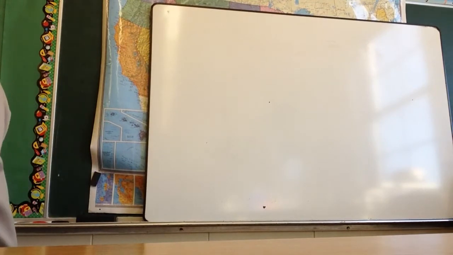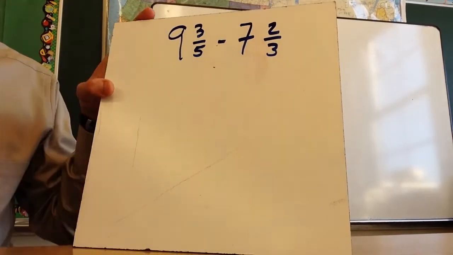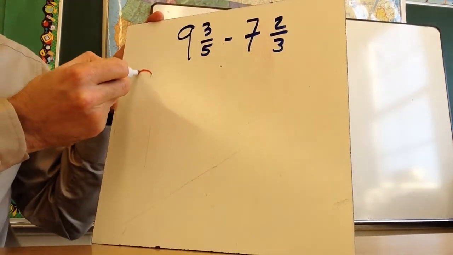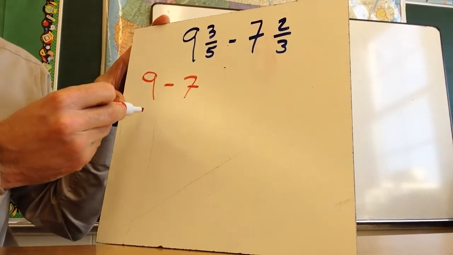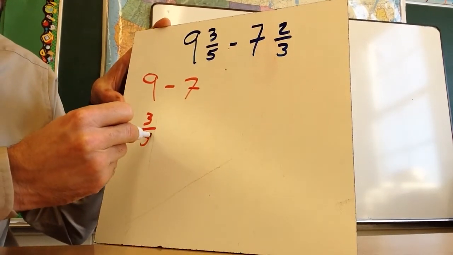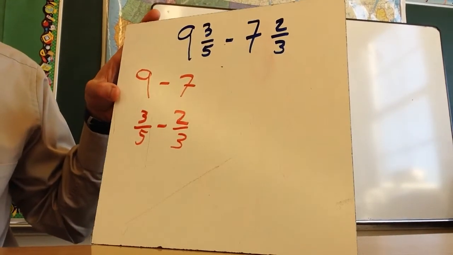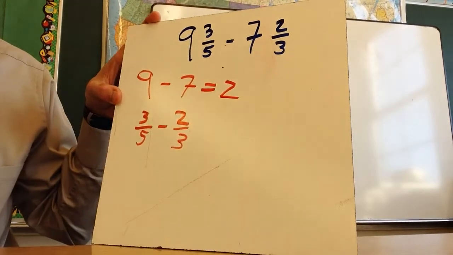All right, and then finally, what happens when we have to subtract mixed numbers? So I'm going to do the same thing that I did before. Since we're just subtracting, I'm going 9 minus 7, and then I'm going to take 3/5 minus 2/3. And then in the end, I'm going to have to put these two numbers together. So this is going to give me 2.